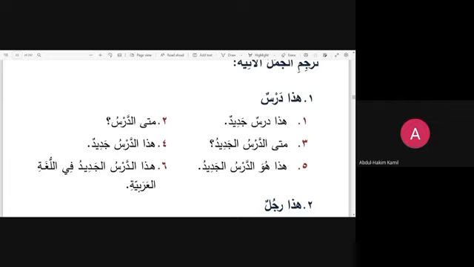Right, the word is ma'rifa. It means definite. So we can change that description at the end. It's not crucial in the sentence. You don't need it. It can be changed. Let's go to the next one.